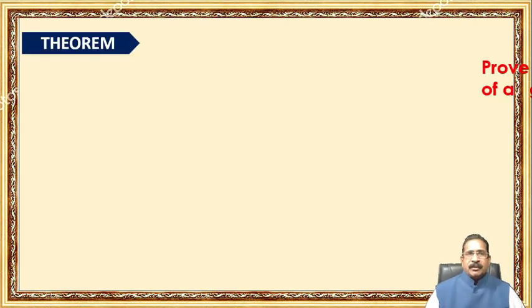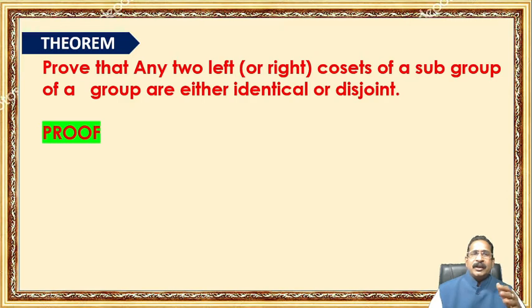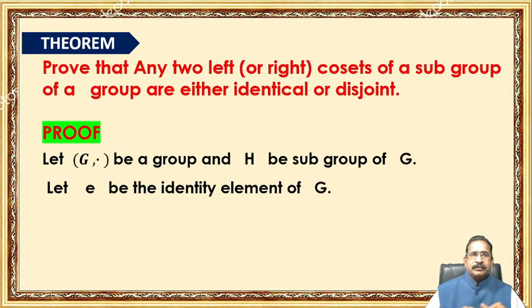Now the theorem: prove that any two left cosets of a subgroup of a group G are either disjoint or identical. The same theorem holds for right cosets also. So if we take any two cosets, left coset or right coset, what is the outcome? Either they are identical, or they are completely disjoint. Now we will enter into the proof of this theorem.